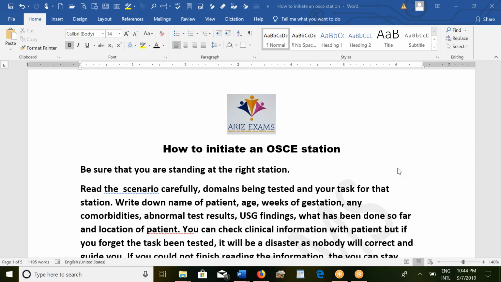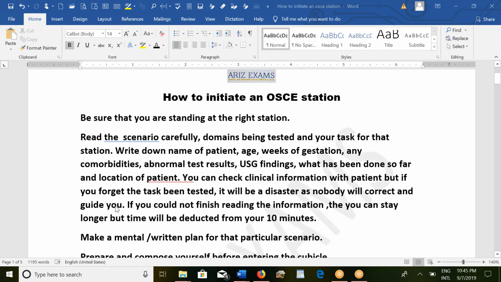You can check clinical information with patient, but if you forget the task being tested, it will be a disaster as nobody will correct and guide you. If you could not finish reading the information, then you can stay longer, but time will be deducted from your 10 minutes.